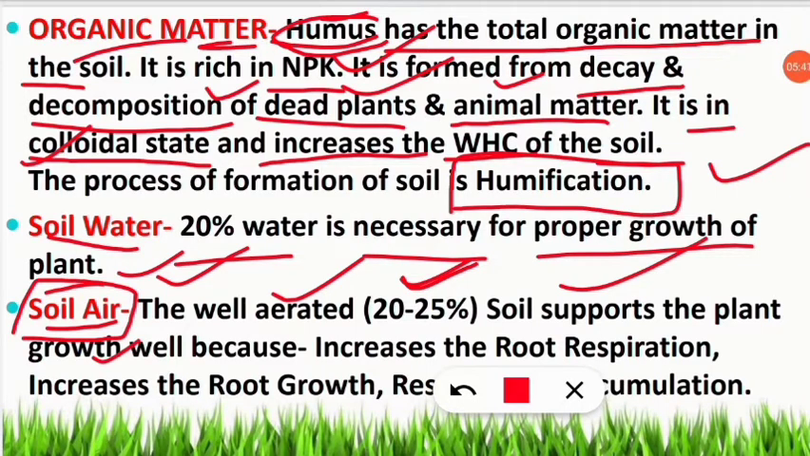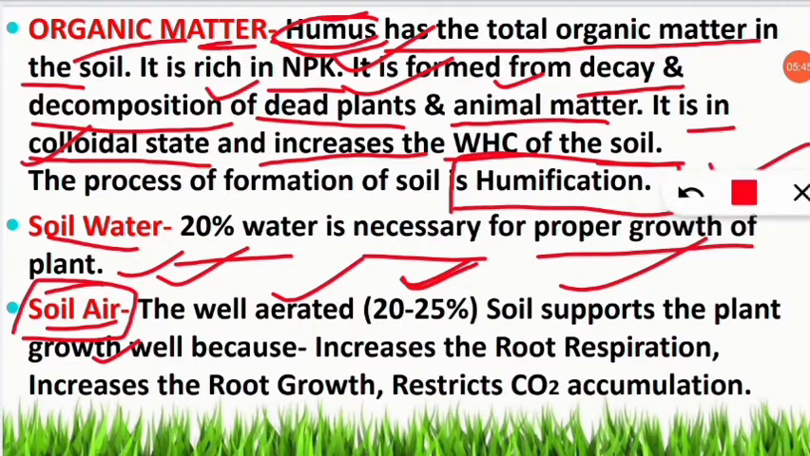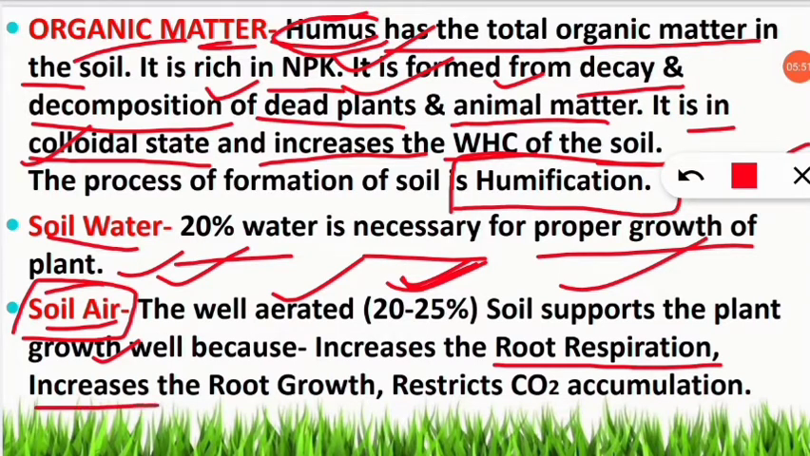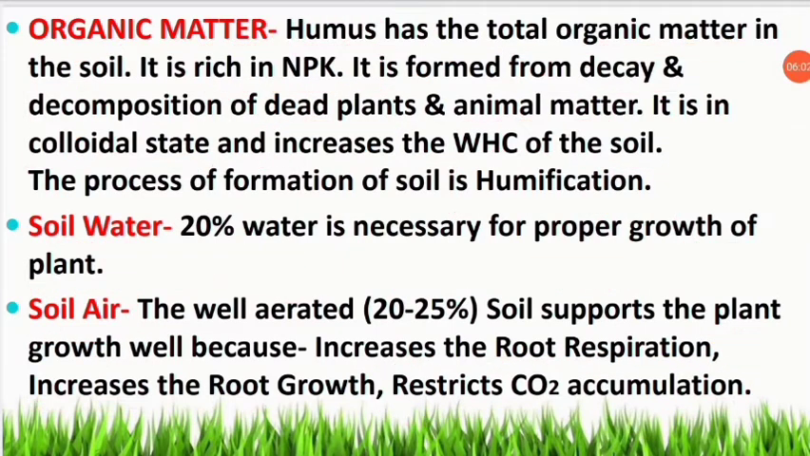So plant growth is usually because of root respiration. The roots which are present in the soil take up this air from the soil, so it helps in root respiration and increases the root growth. As a result, good respiration means they are having good food and they are able to grow properly. Next thing is it restricts the CO2 accumulation. So what is this one? This is very simple.